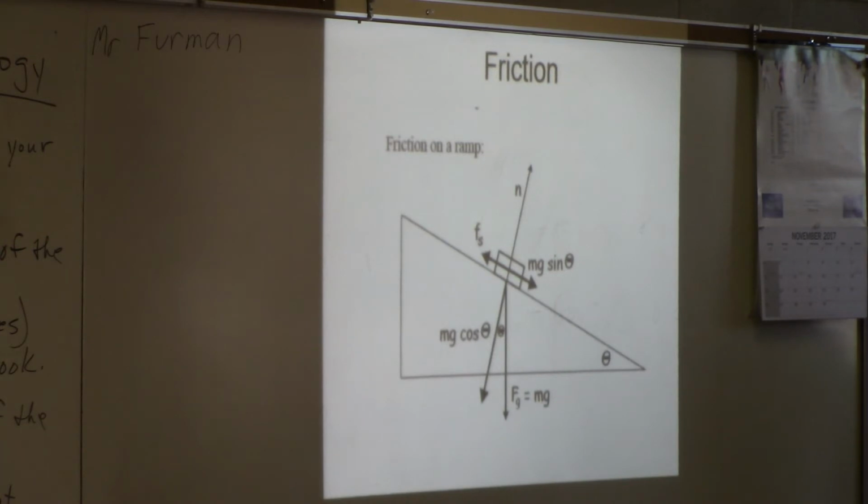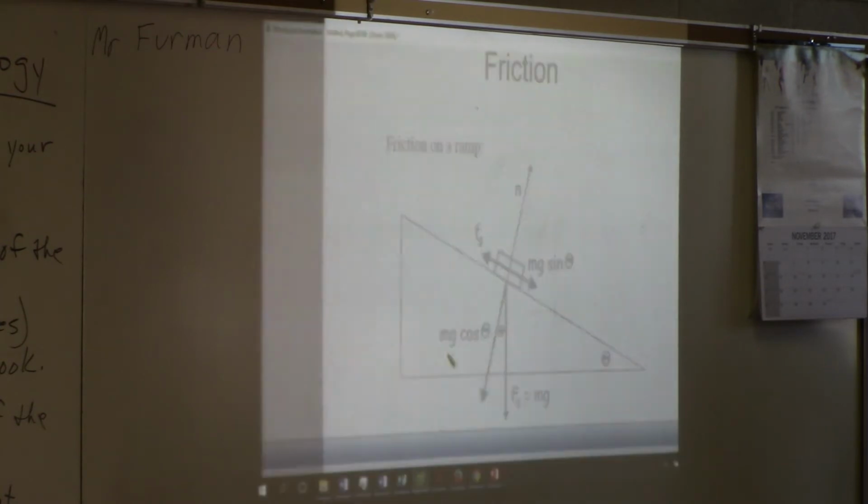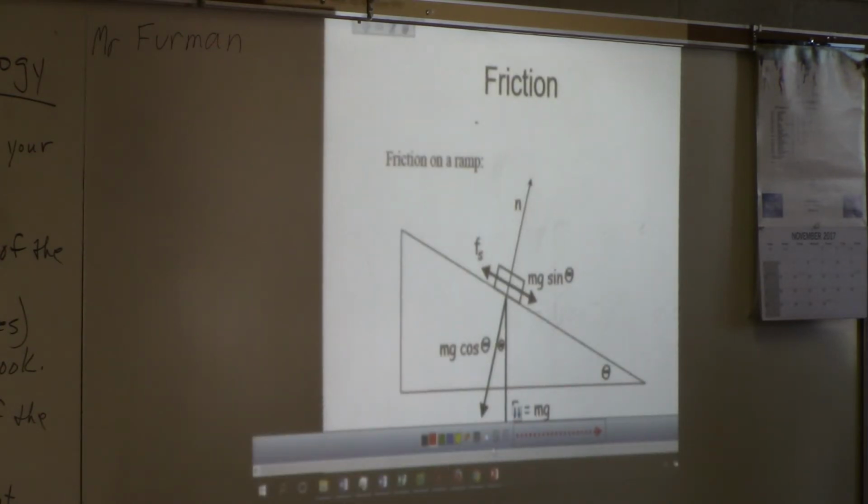Very common free body diagram: an object on a ramp. You've got three forces acting on it. You've got a normal force, perpendicular. You've got gravity acting down, and then you've got friction. If it's sliding down the ramp, friction is going to be up the ramp.